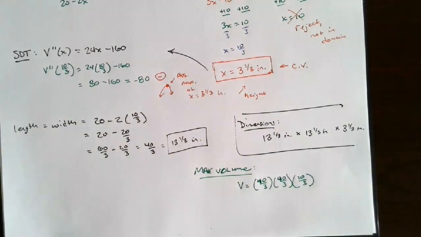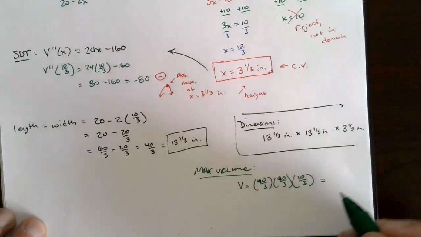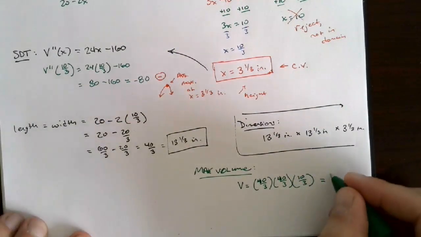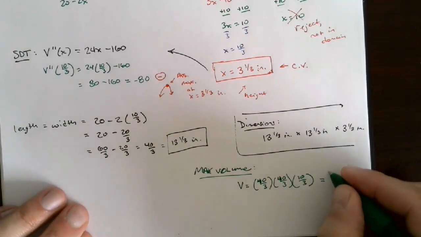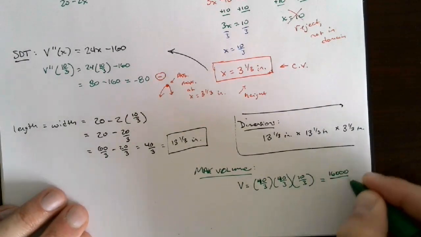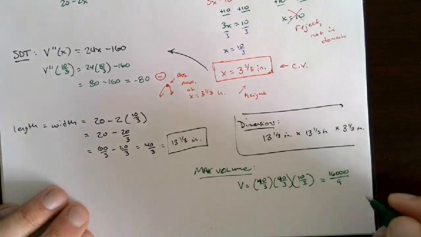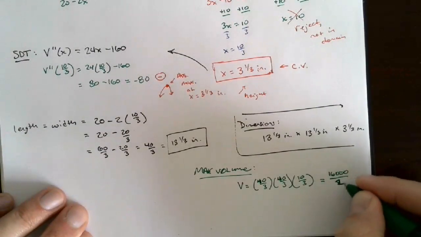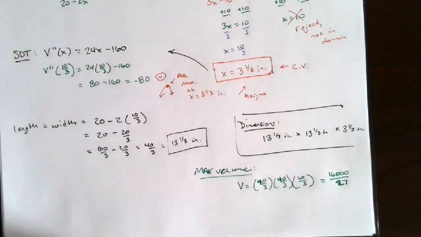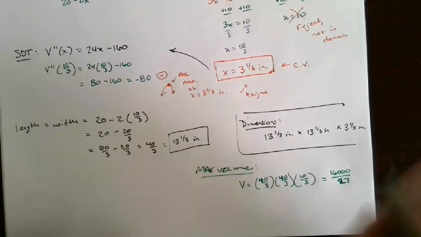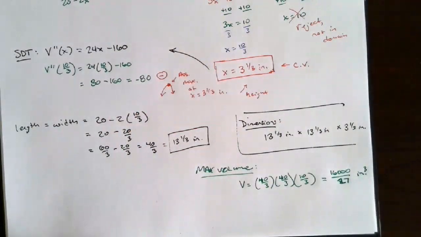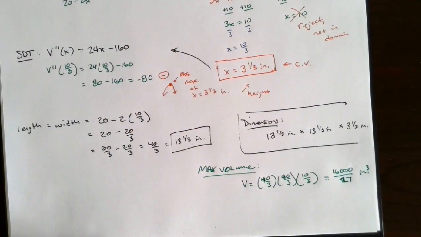And when we multiply those together, you end up with 40 times 40 times 10. So you're going to have 40 times 40 be the 1600 times 10. You have 16,000 over 3 times 3 times 3, which is 27. Sorry, 16,000 over 27. The units on this are inches cubed because it's a volume, or cubic inches if you wanted to write it that way.